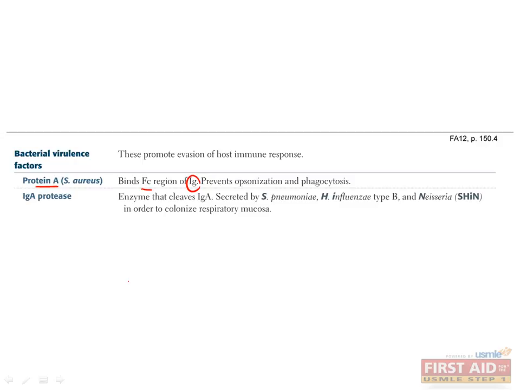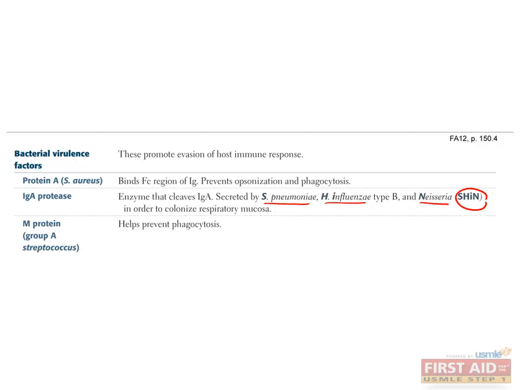Several organisms can cleave Ig antibodies using IgA proteases, which eliminate our primary antibody method of infection clearance in the respiratory tract. These organisms can be remembered by the SHIN mnemonic, which stands for Strep pneumoniae, H. influenzae type B, and Neisseria. M protein is strongly antiphagocytic. We will encounter the importance of M protein again when we talk about group A strep and rheumatic fever.